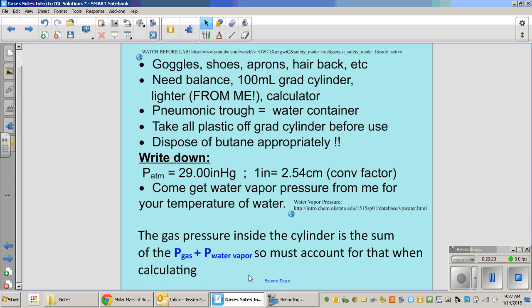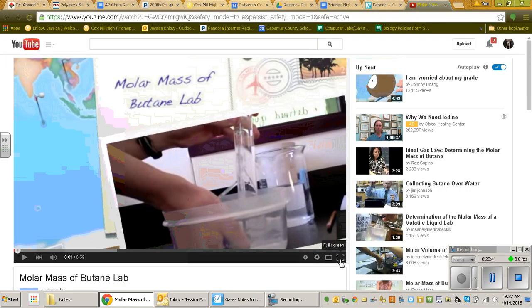And then I'll leave this up here for later, but the Weather Channel, the American Weather Channel, publishes everything in inches. Sorry, this is the atmospheric pressure for us today: 29 inches of mercury. You can convert, okay? And then I'll pull up the water vapor pressure chart in a second. So, video.